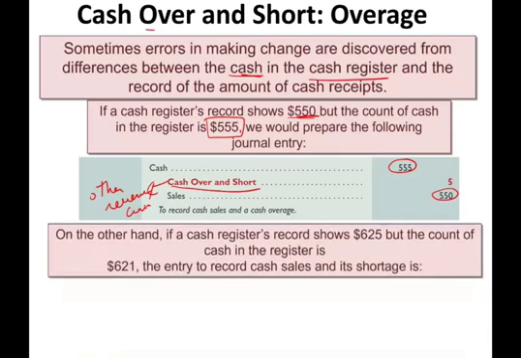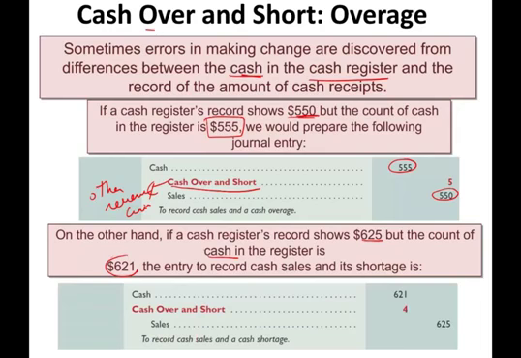Now what happens if it's the opposite? If the cash register shows 625 of sales, but we counted the cash and we only have 621. Now we have a cash shortage. What entry do we make to record the cash shortage? We debit cash, exactly how much we received, 621. This is how much cash we received. The sales is 625. And now we have cash over and short, but now it's a debit. What type of account is this? Think of it as other expense or loss.